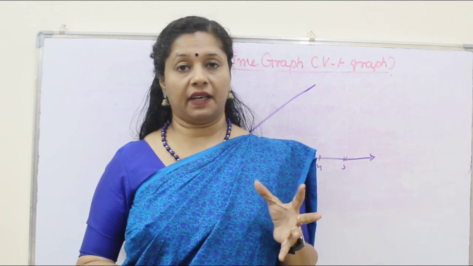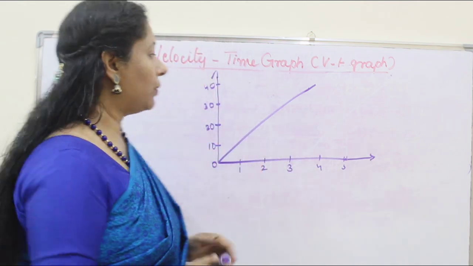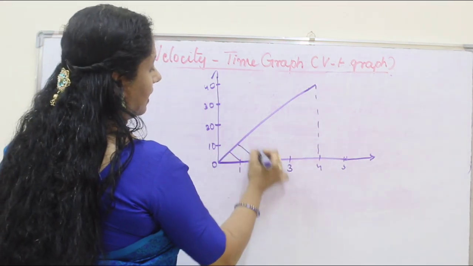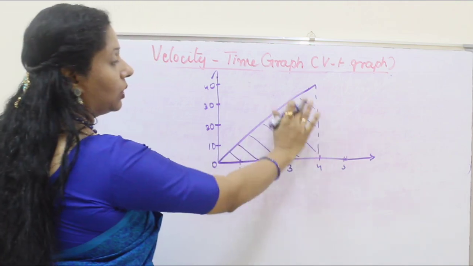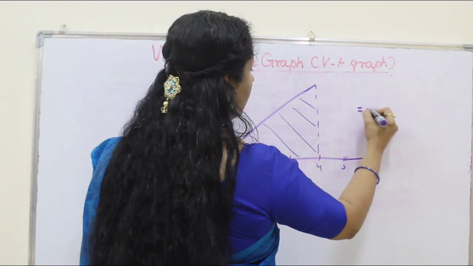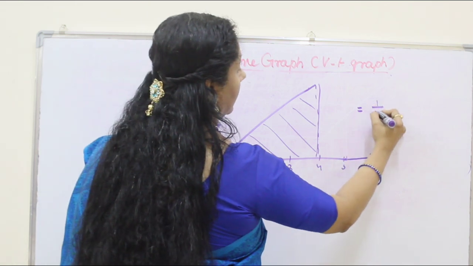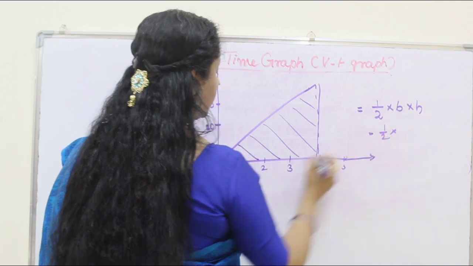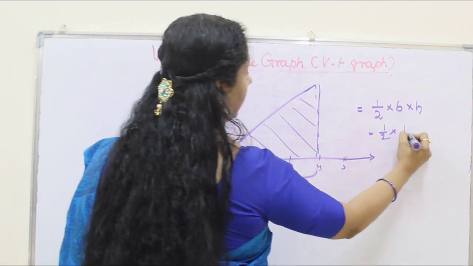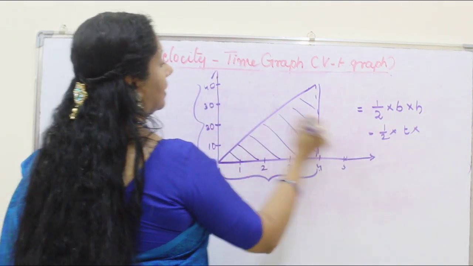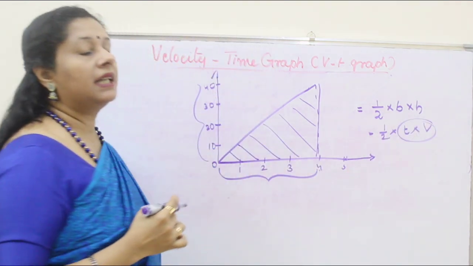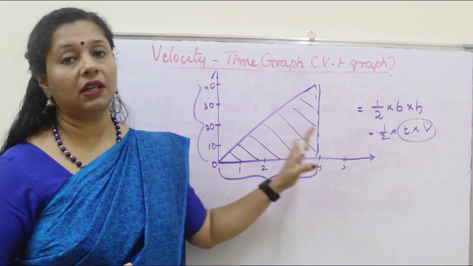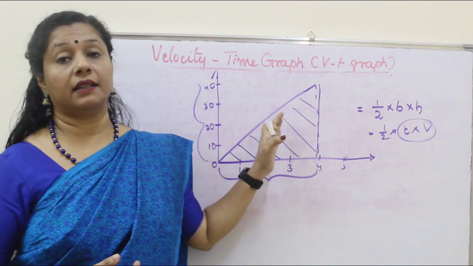Now one more thing we can find out from this, that is displacement. So if you find the area of the VT graph, so this is the area of the VT graph. So this area is equal to the displacement. It is like a triangle. So we know that half into base into height, right? So half into what is base? Base is actually the time and height is actually the velocity. So velocity into time is nothing but the displacement. So we can find out displacement by finding out the area under the VT graph.